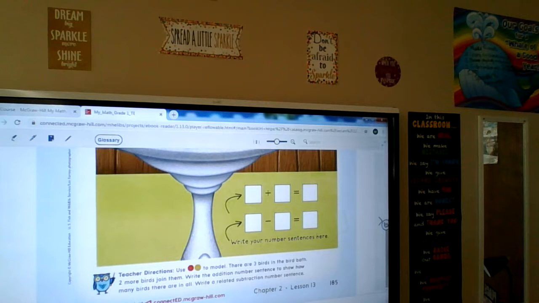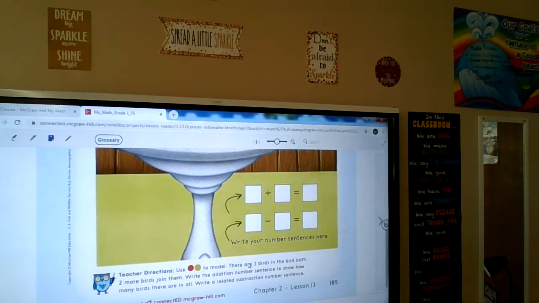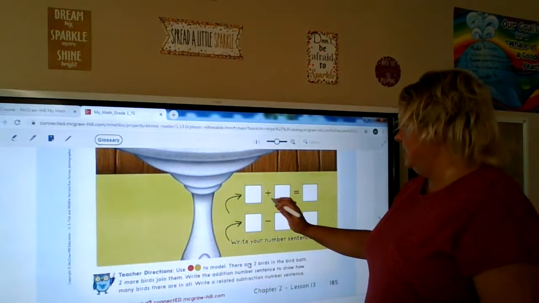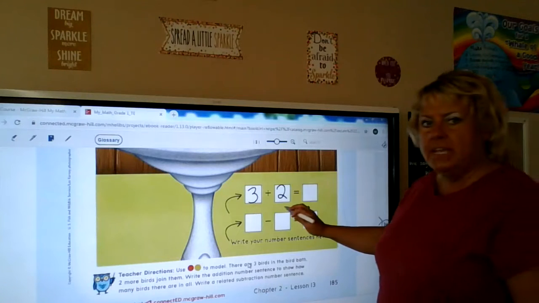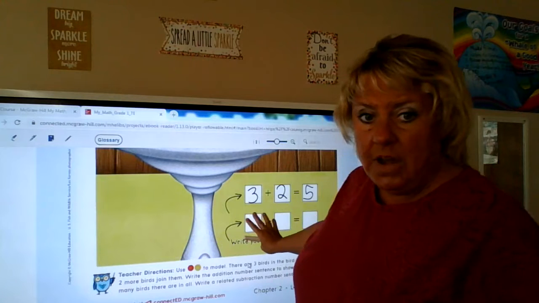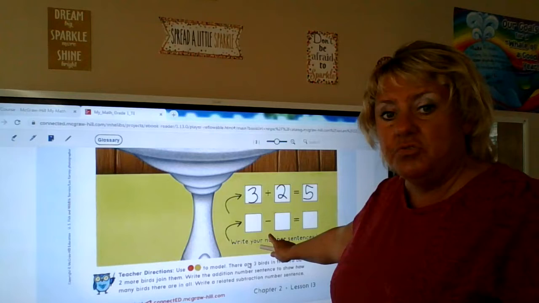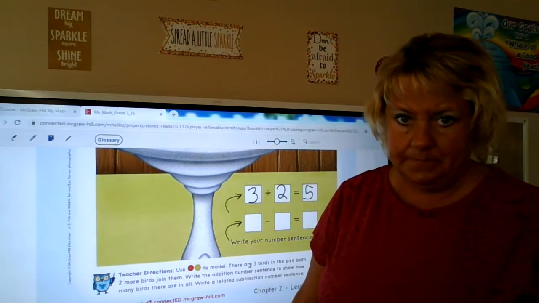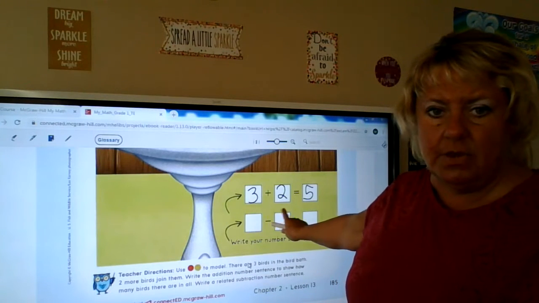So the 2 numbers that we know of are 3 and 2. So 3 birds are in the bird bath, plus 2 more come. 3 plus 2 is 5. Now, we're not going to do a fact family, but we're going to do a related subtraction problem using these 3 numbers.